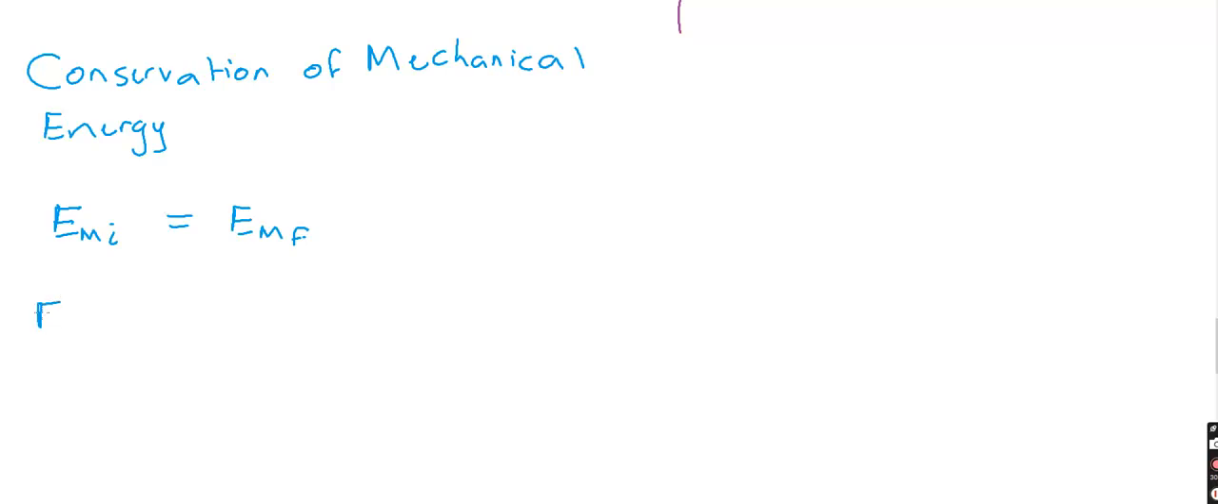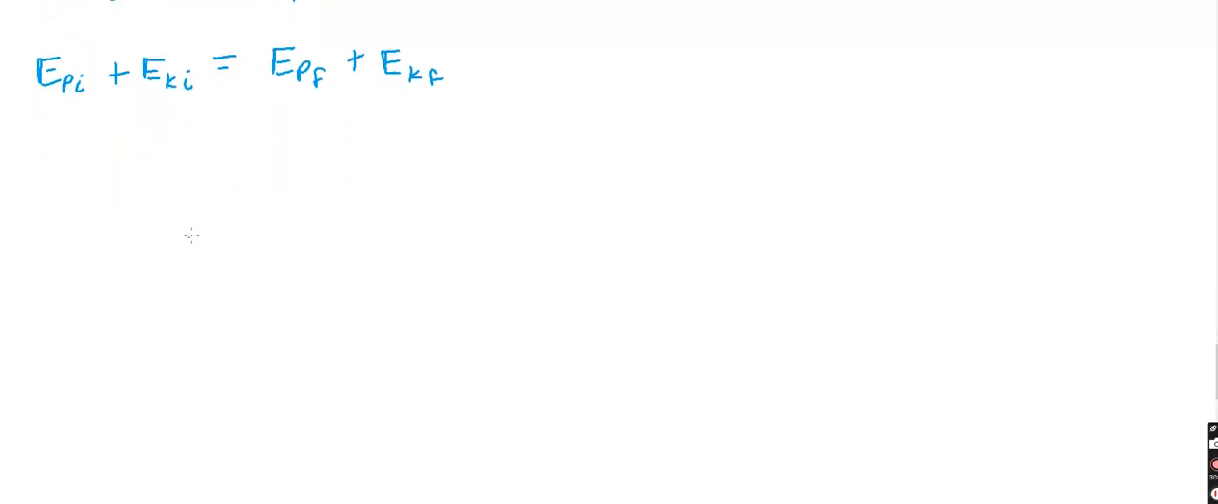But what is mechanical energy? It's gravitational potential energy plus kinetic energy. So gravitational potential energy plus kinetic energy initial will be equal to the final counterparts: final potential energy plus final kinetic energy. And this is the conservation of energy. Know the statement that I said. Rewind and make sure that you understand the statement. And then lastly, I will define power.